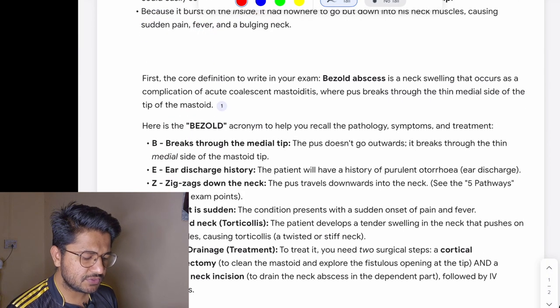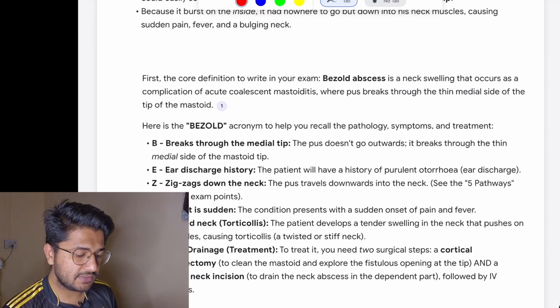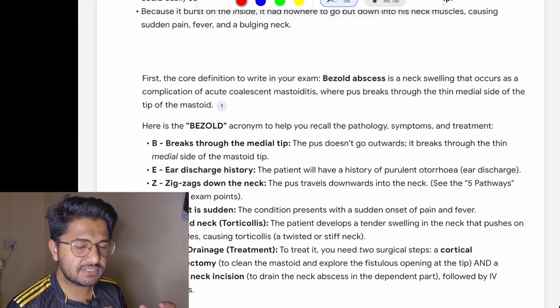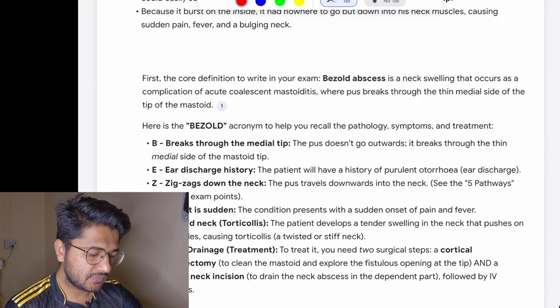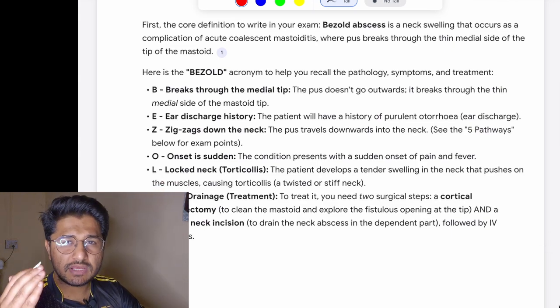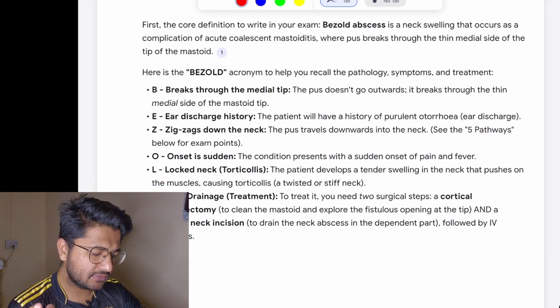First, the core definition to write in your exam: Bezold abscess is a neck swelling that occurs as a complication of acute coalescent mastoiditis, where pus breaks through the thin medial side of the tip of the mastoid. From the acronym Bezold, you can remember so many things about Bezold abscess.